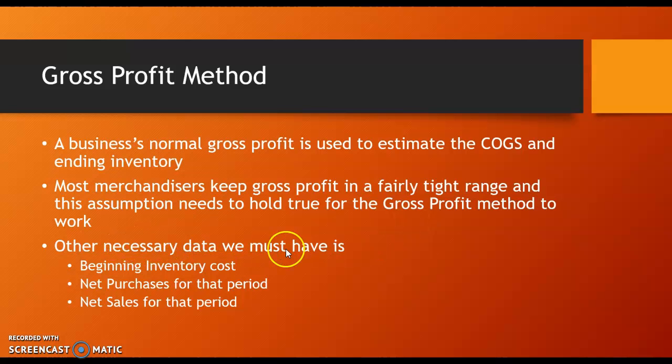There's other necessary data we must have: the beginning inventory cost, the net purchases for that particular period, and the net sales for that particular period. Now, if, say, we have a fire and it burns down everything, and we don't know that information, that becomes very difficult to do this gross profit method. So what do we want to do?